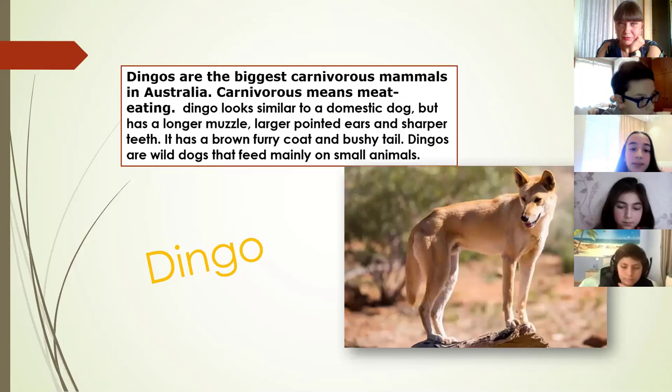Dingo. Dingoes are the biggest carnivorous mammals in Australia. Carnivorous means meat-eating. Dingo looks similar to a domestic dog, but has a longer muzzle, larger pointed ears, and sharper teeth. It has a brown, furry coat and bushy tail. Dingoes are wild dogs that feed mainly on small animals.